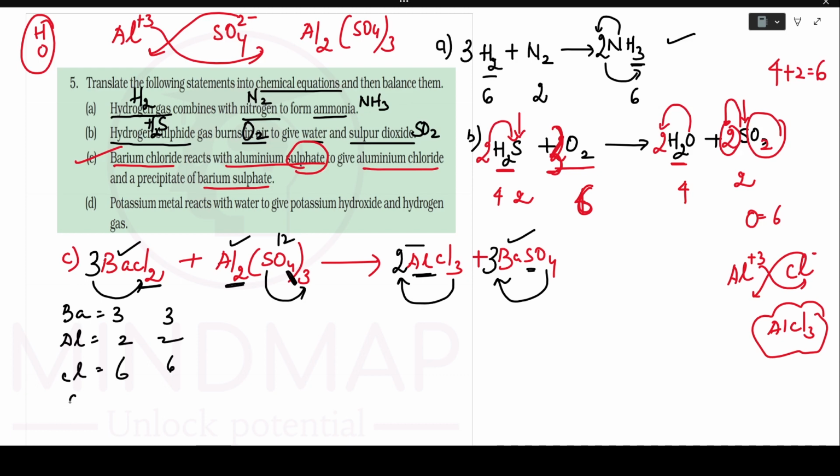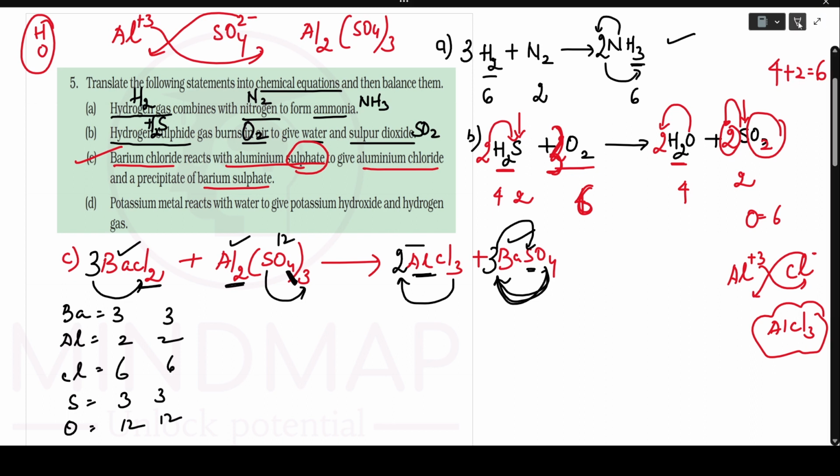Fine. Sulfur, S is here 3. And the other side also, see here, sulfur is 3. Okay, let's check oxygen: here is 4 3s are 12, and on this side also 4 3s are 12. Thus the equation is balanced. Got it? Okay. Let me clear a little bit of screen here so that we can do the last part.